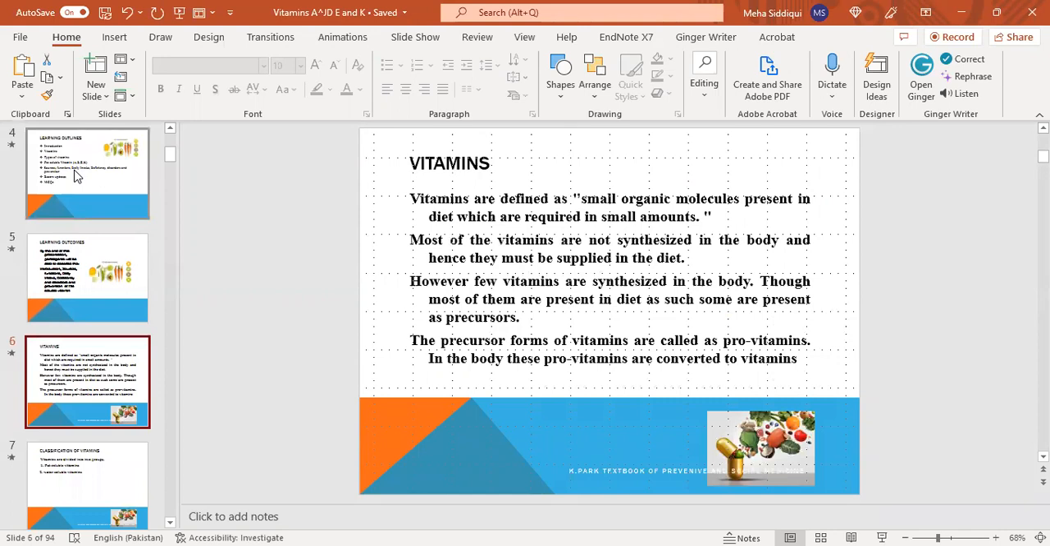What are vitamins? These are defined as small organic molecules present in diet which are required in small amounts. Most of them are not synthesized in the body and hence they must be supplied in the diet. However, few vitamins are synthesized in the body, though most of them are present in diet. As such, some are present as precursors. The precursor forms of vitamins are called as provitamins. In the body, these provitamins are converted to vitamins.